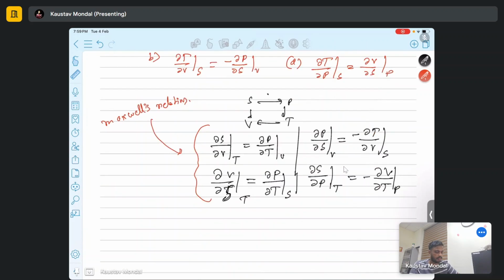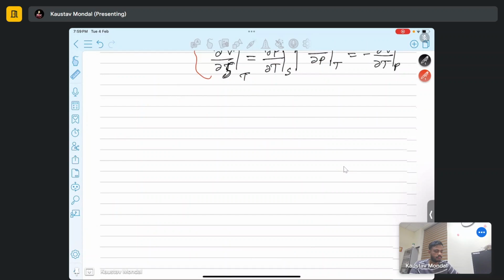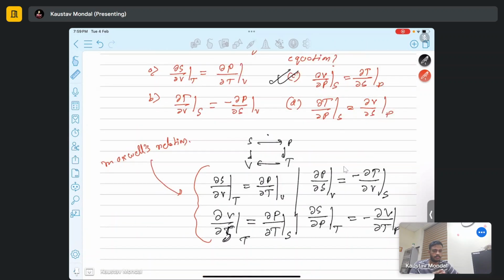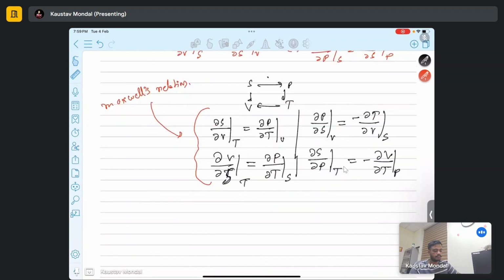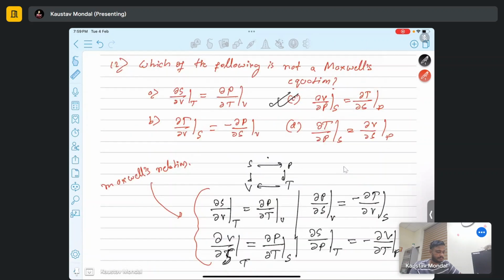Okay, so this is problem number 12. Basically, the main reason for this type of problem is that you should remember all four formulas of the Maxwell relations. That's why this problem is given.